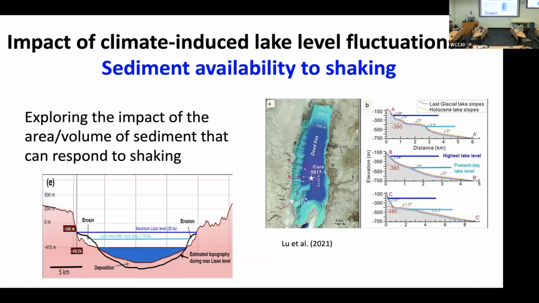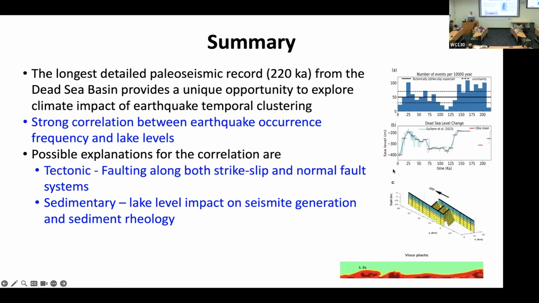And another thing that we are looking at is sediment availability and its response to shaking. High water levels mean that we have more area exposed, and when underwater, they can contribute to the sedimentation at the depocenter. And so we can see different gradients, different things. We study that too. So that took almost an hour.